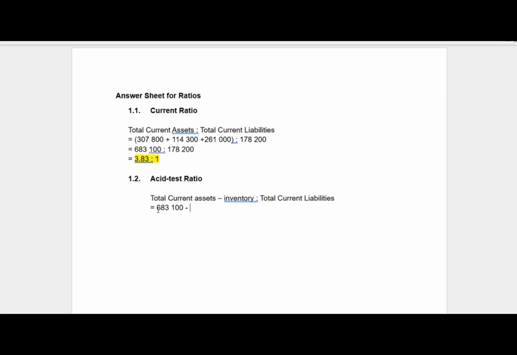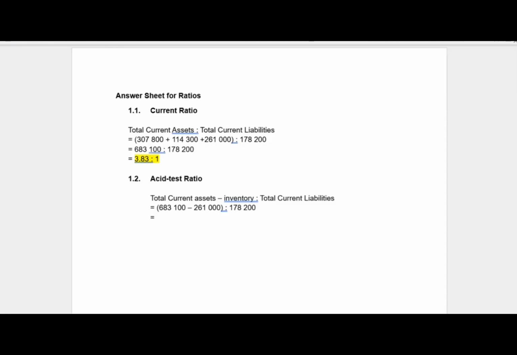And then remember, when we do our calculations, let's put brackets. 683,100 minus 261,000, put brackets, is to, or divided by, total current liabilities, which is 178,200. All right, and now as we proceed with the formula, we have to calculate our total current assets minus inventory. How much is the answer?